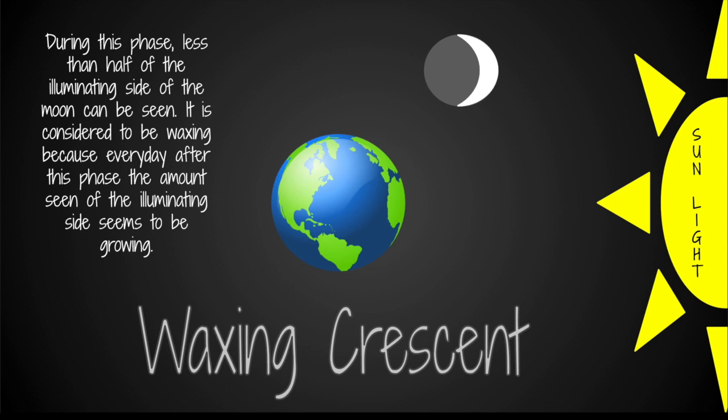And then we move to the waxing crescent. So waxing is growing, so the light is starting to grow, right? So during this phase, less than half of the illuminating side of the moon can be seen. It's considered to be waxing because every day after this phase, the amount seen of the illuminating side seems to be growing.